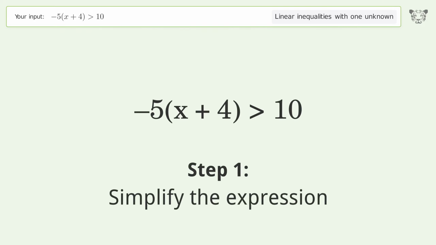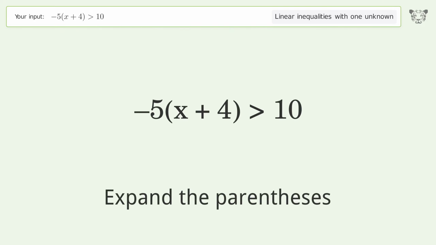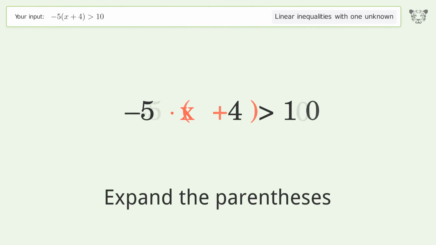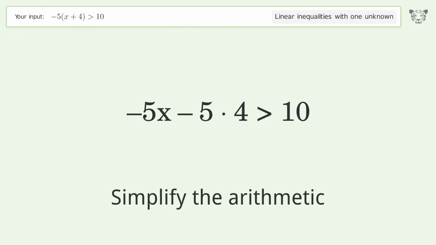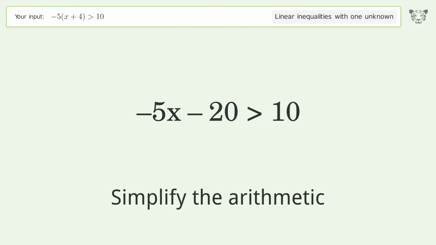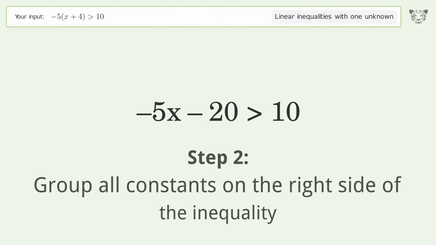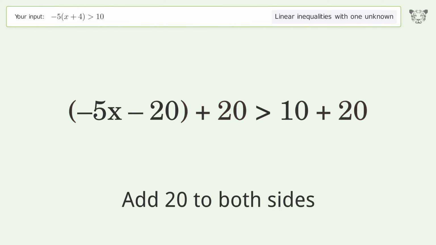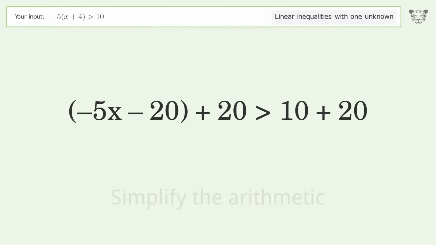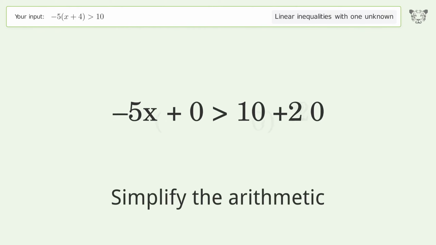Simplify the expression. Expand the parentheses. Simplify the arithmetic. Group all constants on the right side of the inequality. Add 20 to both sides. Simplify the arithmetic.